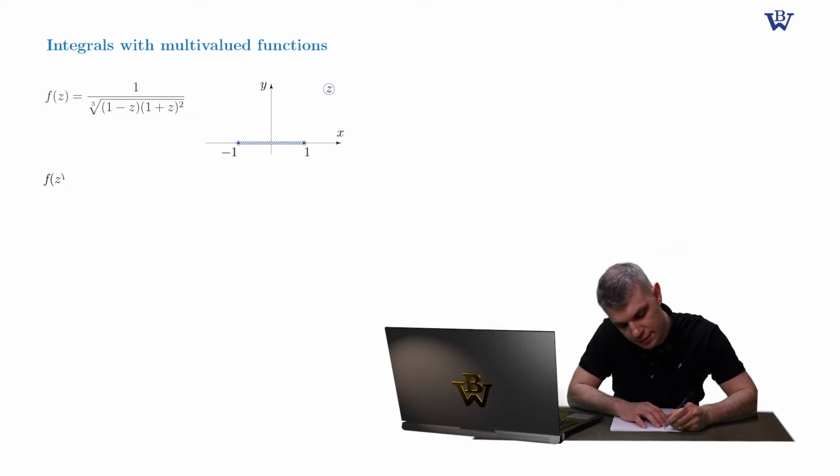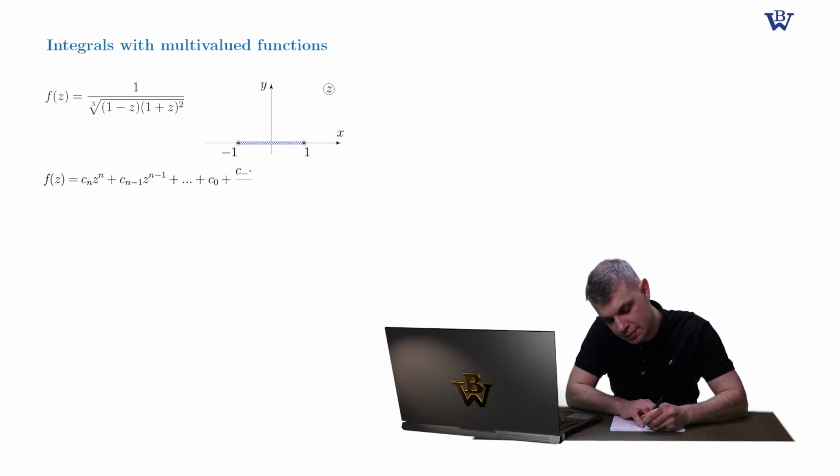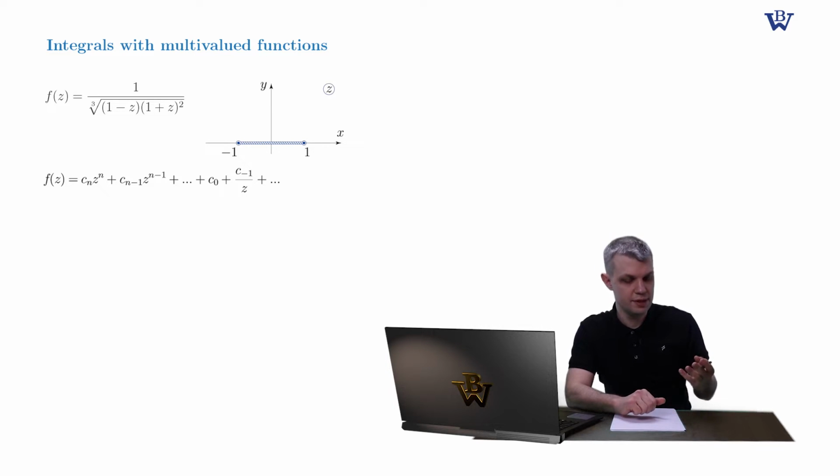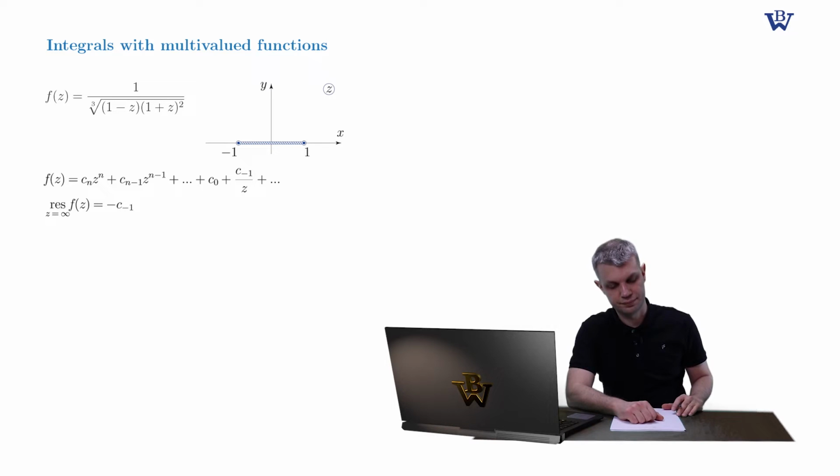f of z is equal to c_n times z to the power of n plus c_{n-1} z to the power of n minus 1, plus and so on, plus c_0 plus c_{-1} over z plus and so on. So the residue at infinity is found as minus c_{-1}. So to find the residue at infinity, we simply need to expand our function at large values of z.